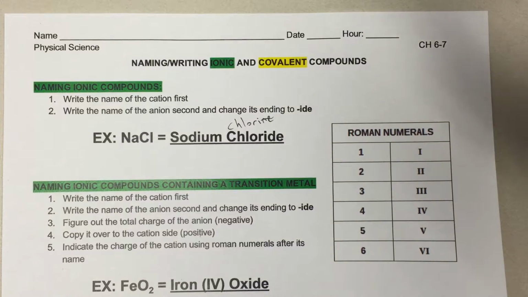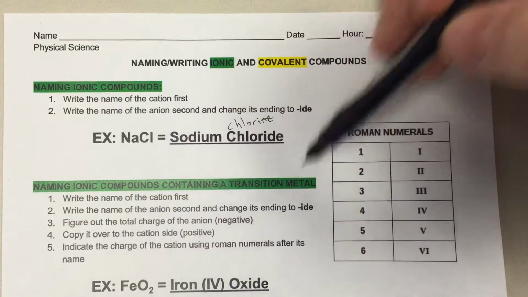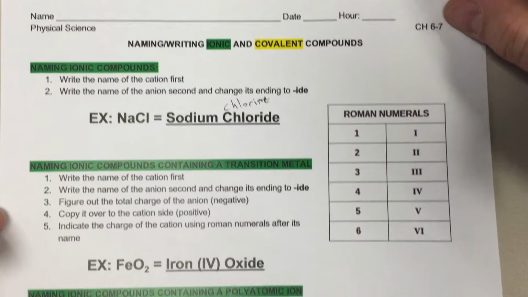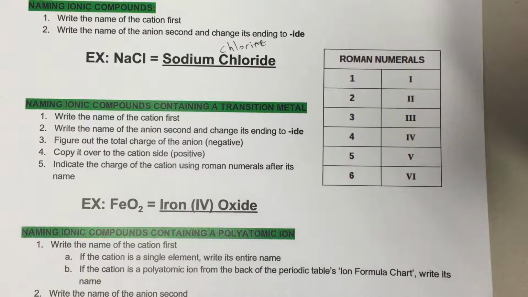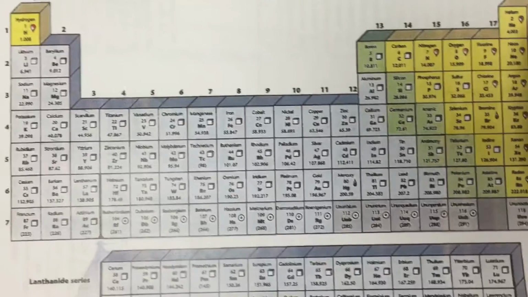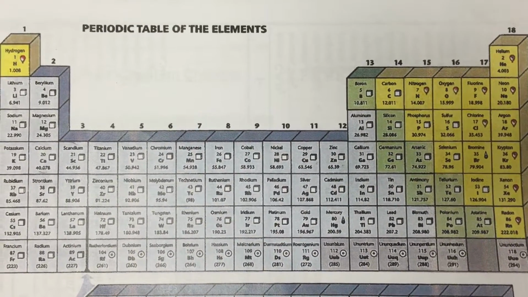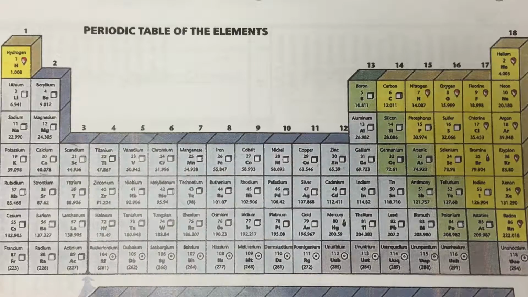That's it. Naming compounds that contain a transition metal. This is where it gets a little bit more tricky because you have to tell the charge of the transition element. Here's the reason why. It is really easy for you to figure out the charge of metals using a periodic table. I'm going to show you a trick here.